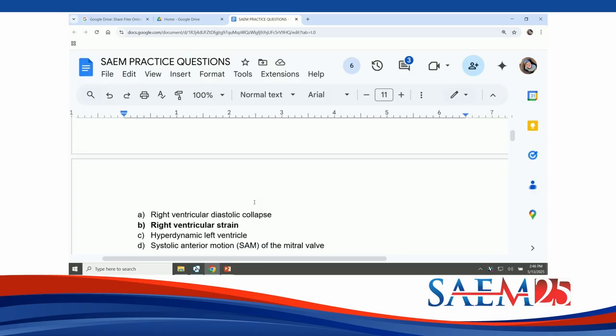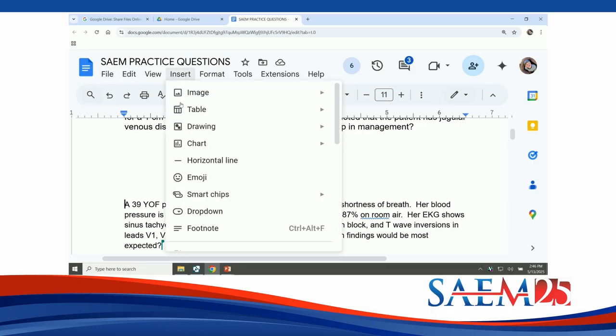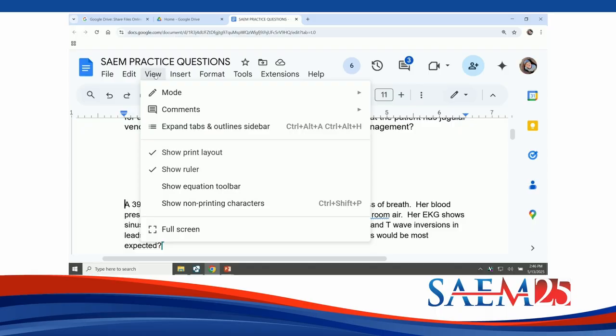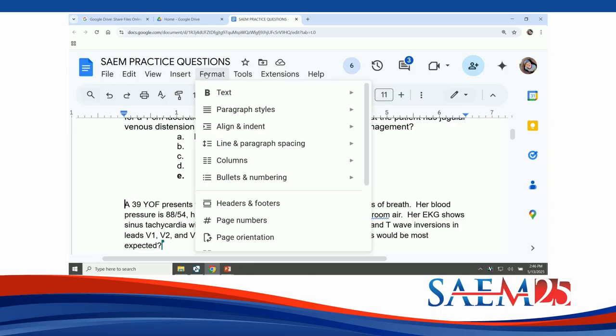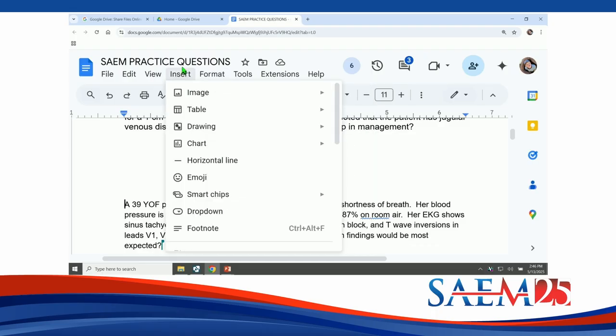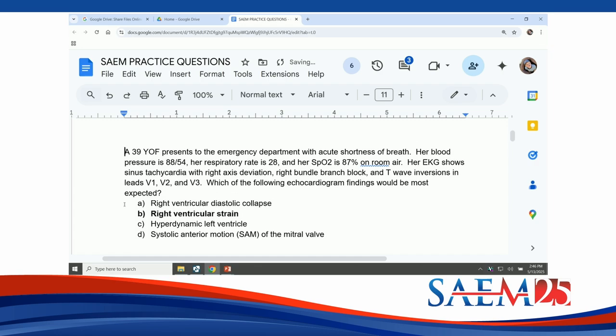What do you guys think about this? I wish I could get this all on one page here. Where's the page break? I don't even know. Okay, there we go.